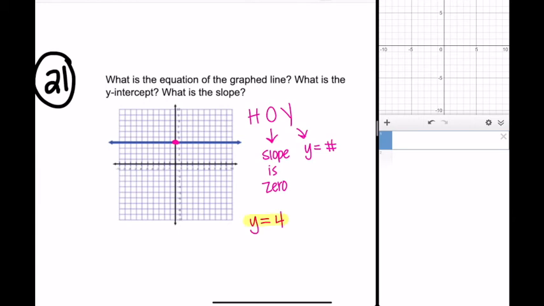The y-intercept is how we found the equation of the line. The y-intercept is 4, or the b value is 4. The slope of this line is 0 because there is no change in y. So the slope m equals 0.